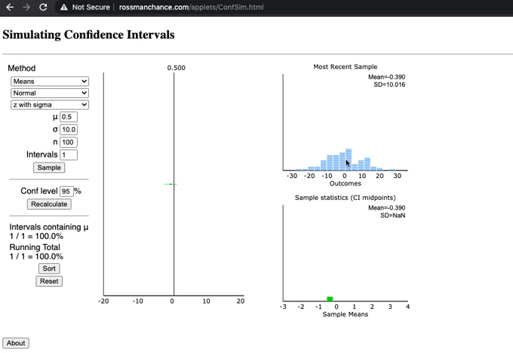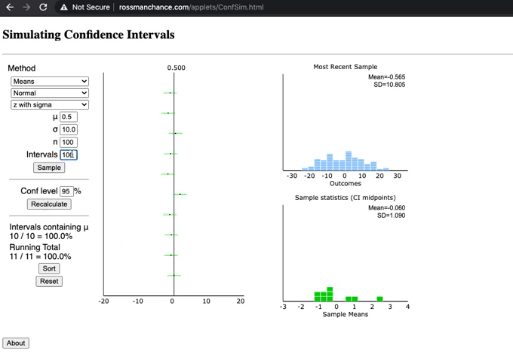So we ran this one time, and this was our outcome. We got a mean of negative 0.39 right here. What happens if we run it 10 times? All right, so we ran it 10 times, and you can see these look like they all cross the mean. Great. The true mean is 0.5, and our mean from this data is getting closer to 0.5.